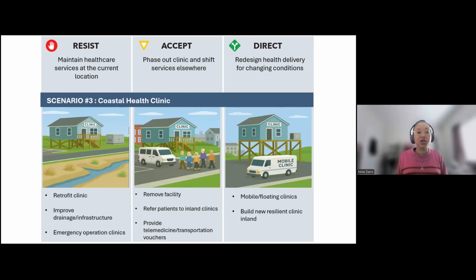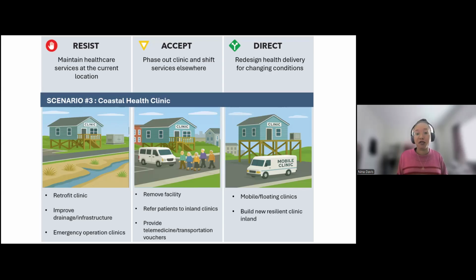Your actions could include retrofitting the clinic to withstand storms and floods, improving drainage and infrastructure, creating emergency operation protocols. Pros is that it keeps a trusted facility in place and it maintains that local access. However, it's costly. There's an ongoing risk of increased storm surge and sea level rise, flooding, and it may just become infeasible over time.